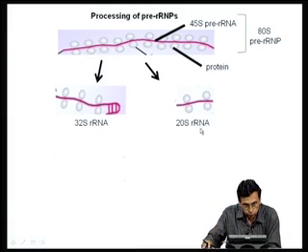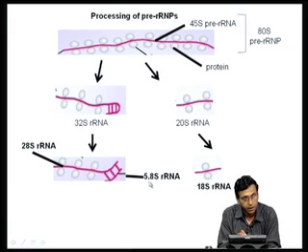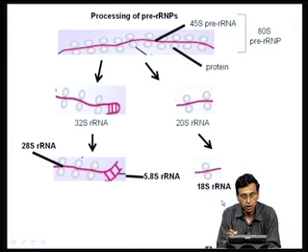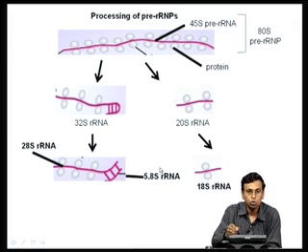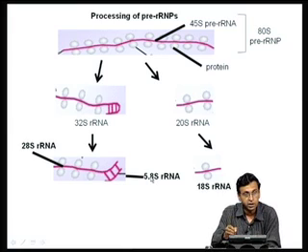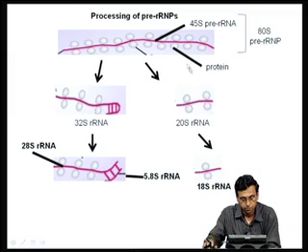And then this 32S rRNA is processed to generate a 28S rRNA and a 5.8S rRNA, shown here in red, whereas the 20S rRNA is finally processed into 18S ribosomal RNA. So, through a series of steps, through the involvement of these snoRNAs, the 45S rRNA is ultimately processed into 28S rRNA, 5.8S rRNA and 18S rRNA, with 32S rRNA and 20S rRNA as the intermediates.